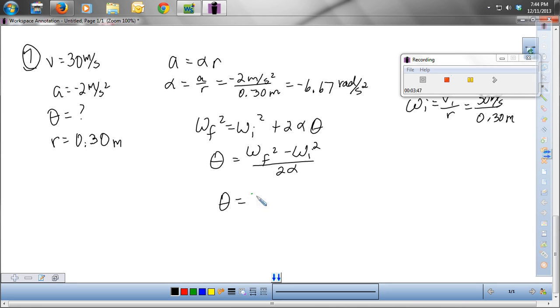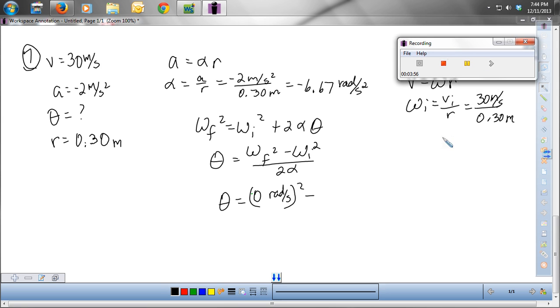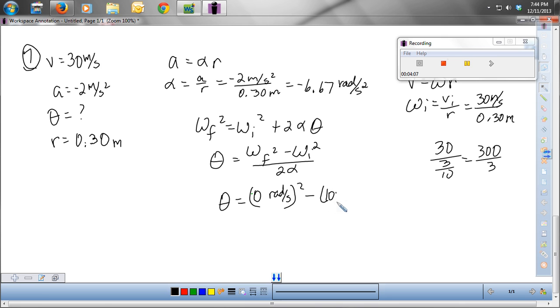So theta is going to be 0 minus, okay, omega I we said was 30 divided by 0.3. That's the same thing as 30 divided by 3 over 10, which is the same thing as 300 divided by 3, which is 100. So I think my omega I is 100 radians per second. And then my alpha we said was negative 6.67 radians per second squared. So if I did the math correctly, I got 750 radians.